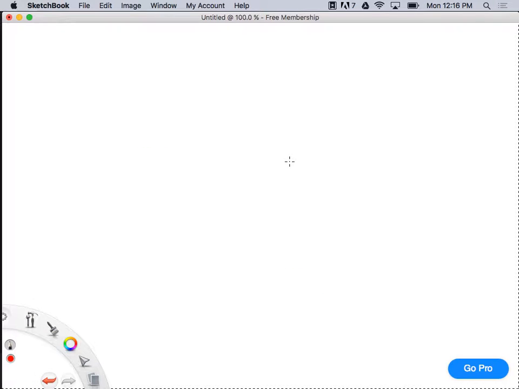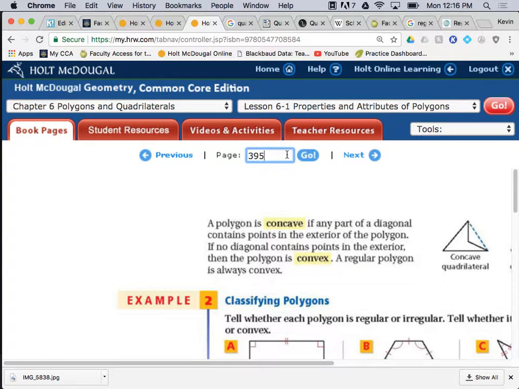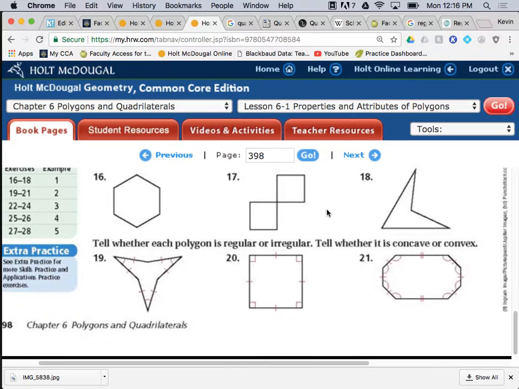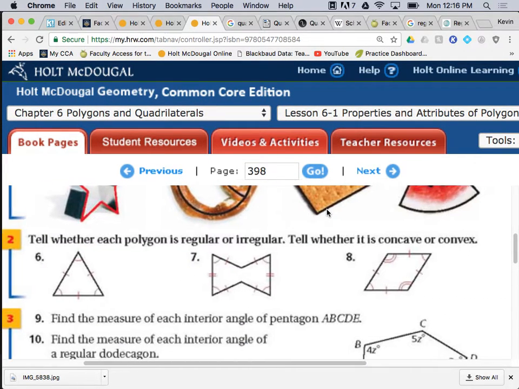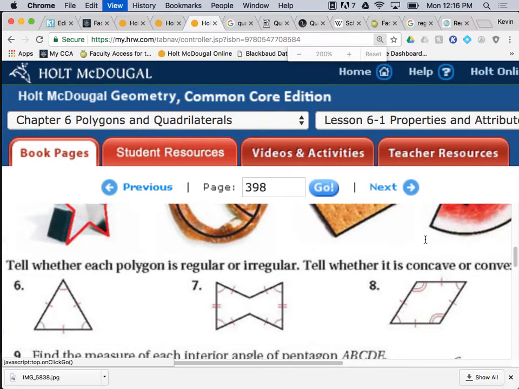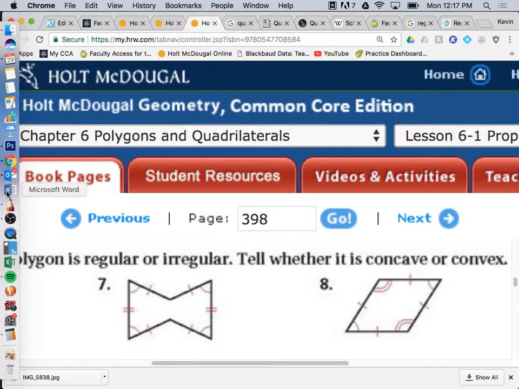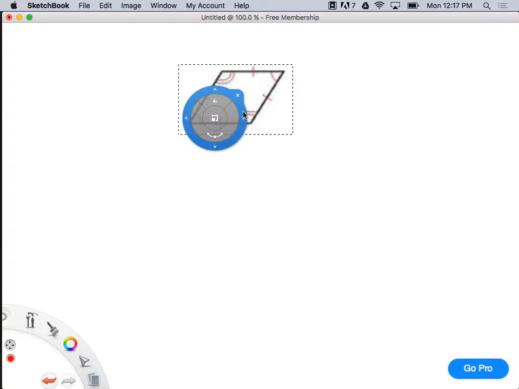Okay. Let's say I give you this shape here. This one here. Now, there are two types of polygons. There's convex polygons and concave polygons.